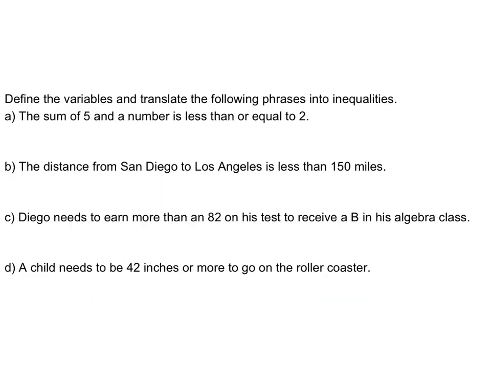So now we're going to do the same thing but with inequalities instead. So now we got the sum of 5 and a number. Sum means plus. So if I take a number plus 5, and that would be the sum of 5 and a number. Less than or equal to is this symbol right here. So the sum of 5 and a number is less than or equal to 2 would be the same thing as n plus 5 is less than or equal to 2.